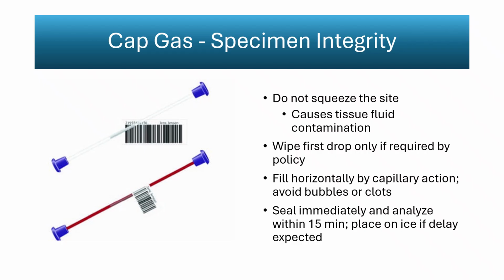Air bubbles, even small ones, change oxygen and carbon dioxide tensions and must be avoided. Clots within the tube can block filling and produce falsely low PaO2 and elevated PaCO2 values. After collection, the tube is sealed immediately to prevent gas exchange with air. Analysis must occur within 15 minutes. If a delay is unavoidable, the sample is placed on ice to slow metabolic consumption of oxygen and continued CO2 production. Every step from puncture to analysis directly determines the reliability of the reported values.